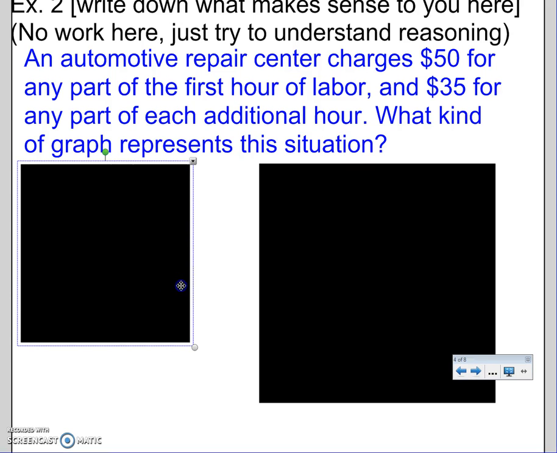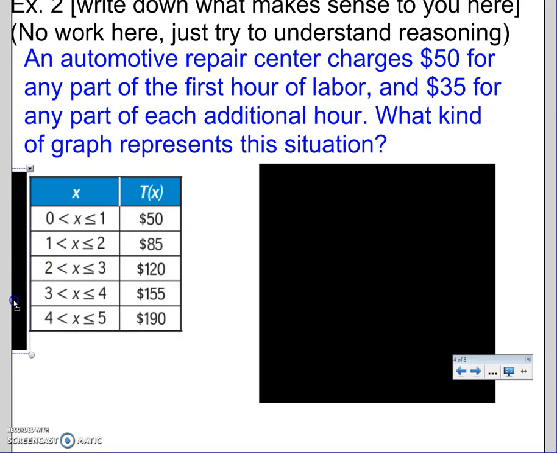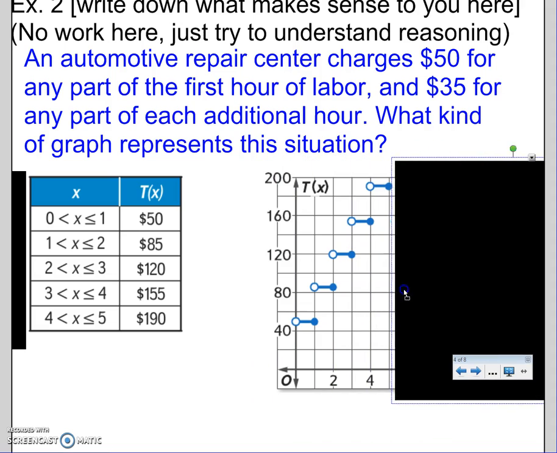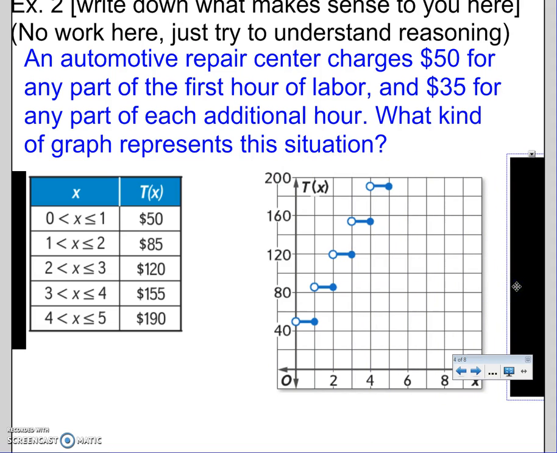First, I made a little chart, a table, to figure out what's going on. So between the first x, my hours, t is the total cost. So between 0 and 1 hours is $50. Between 1 and 2 hours is $85. It doesn't matter if it's 1.5 hours, 1.75 hours, 1.1 hours. Once I break past that first hour, I have to pay that full $35. And between 2 and 3, it's going to be $120. Between 3 and 4, it's $155. Between 4 and 5, it's $190. When I graph this, you'll see a step function.